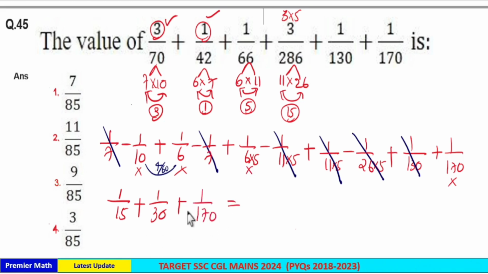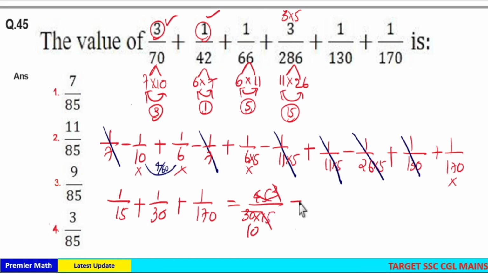Now from this, 1 by 15 plus 1 by 30 is 30 plus 15 is 45 divided by 30 into 15. 15 goes 3 times in 45. 3 goes 10 times in 30. So first term is equal to 1 by 10. Second term is 1 by 170.